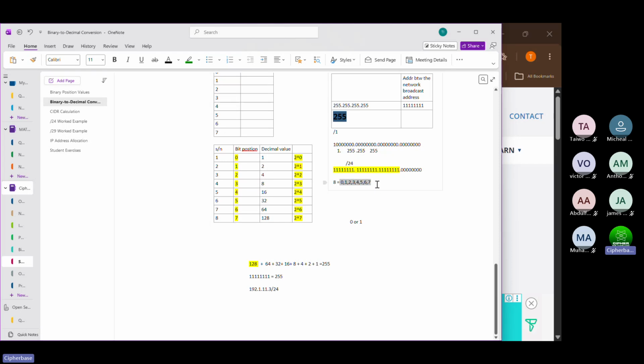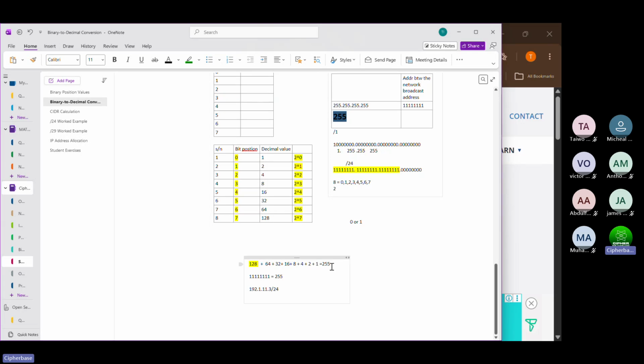It's always in base 2. Everything here is raised to power 2. So 2 raised to power 0, we get 1. 2 to the power 1, we get 2. 2 to the power 2, we get 4. 2 to the power 3, we get 8. 2 to the power 4, we get 16. 2 to the power 5, we get 32. 2 to the power 6, we get 64. 2 to the power 7, we get 128.